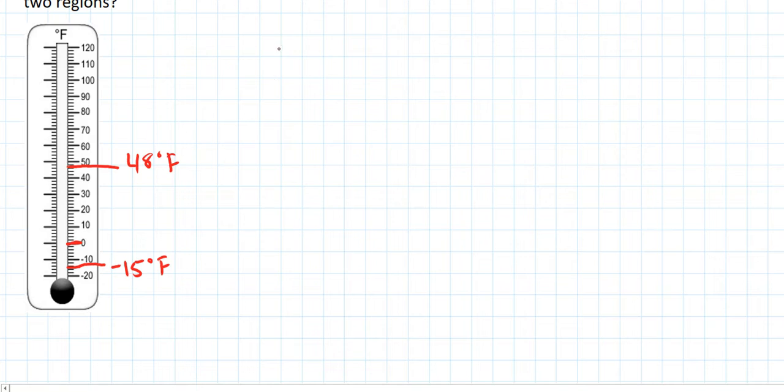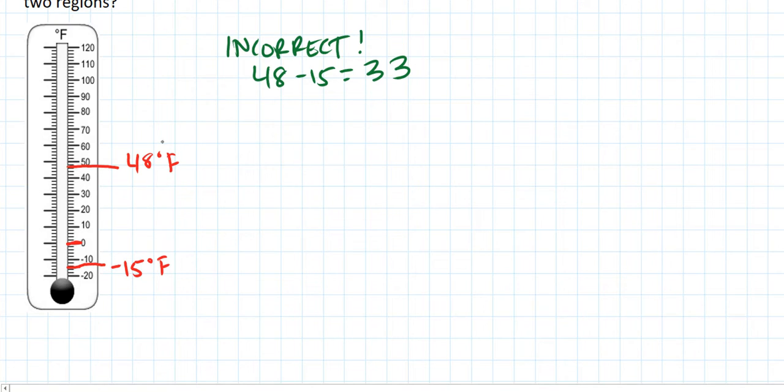Okay, what a lot of students are going to do is they're going to incorrectly say 48 minus 15, and they're going to say the temperature is 33 degrees apart because 48 minus 15 is 33. But if we notice, 33 degrees is going to still be in the positive. It'll be about 10, 20, 30, so somewhere between 10 and 20. Okay, if that's the only difference. But we're trying to find the difference between 48 and negative 15.